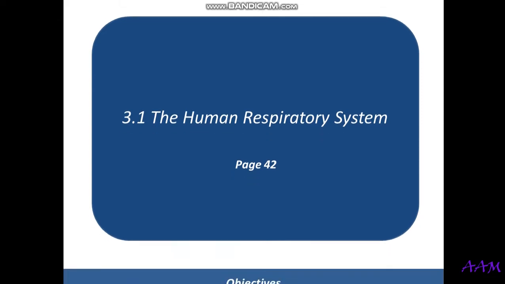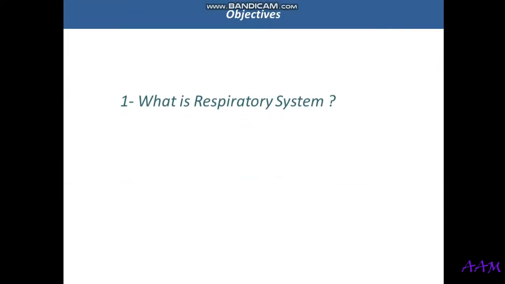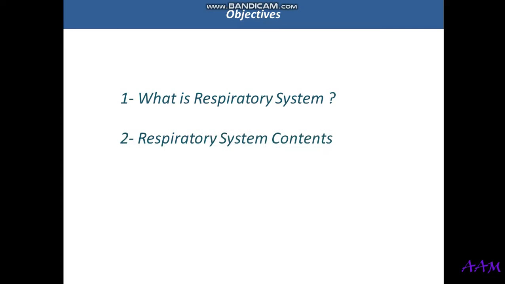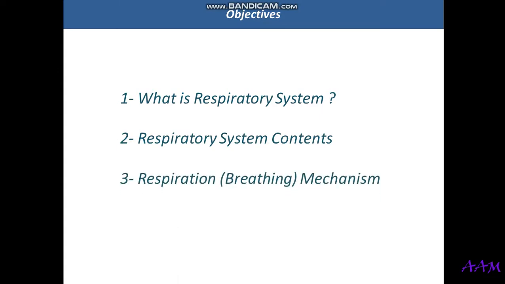We go first to the objectives. Objective number 1: what is the respiratory system? What does it do? What is its function? Number 2: the system. What does this system contain? What is it made from? What are the organs that work together to achieve the function of this system? And then the respiration or breathing mechanism. How does that work? How does the breathing mechanism work, in fact?